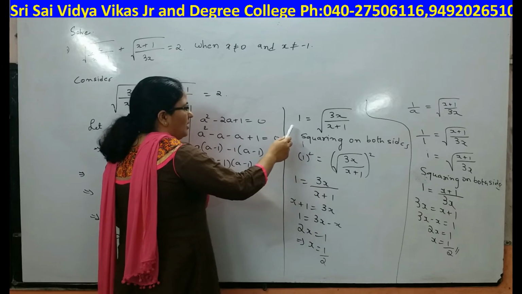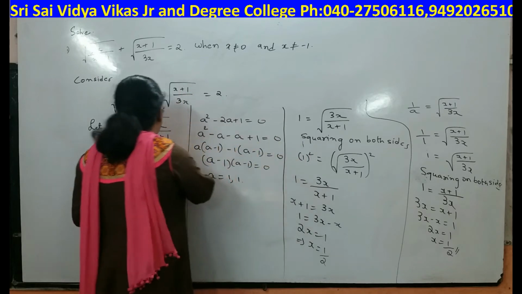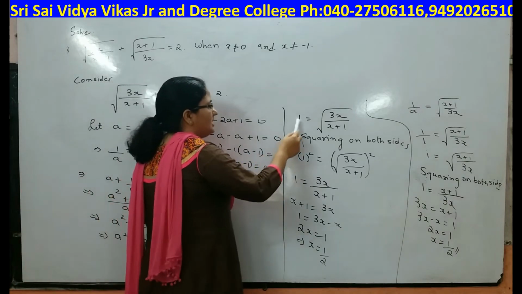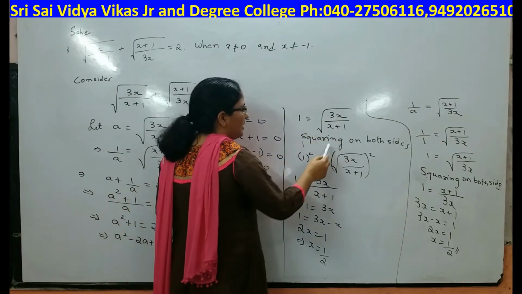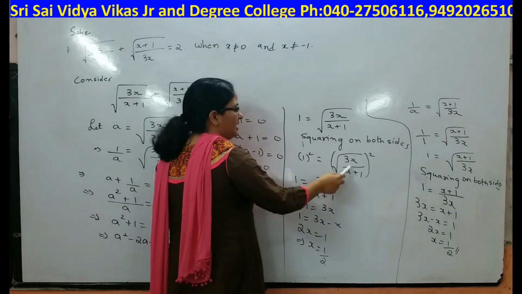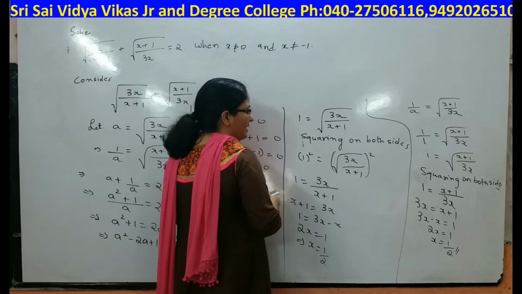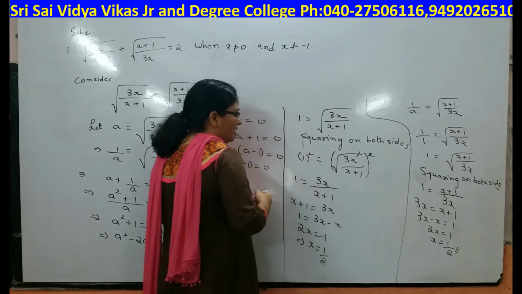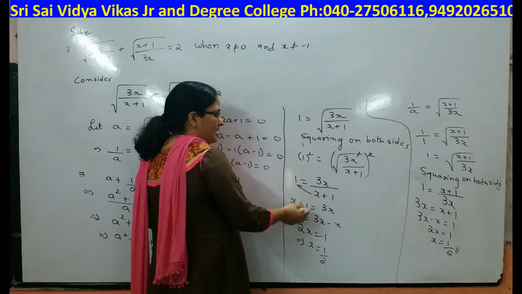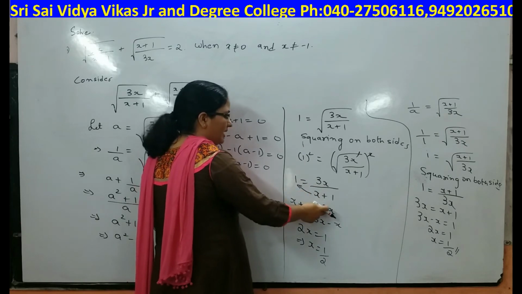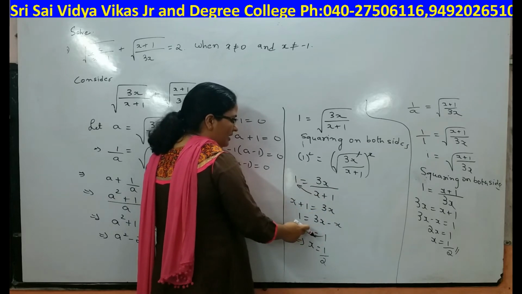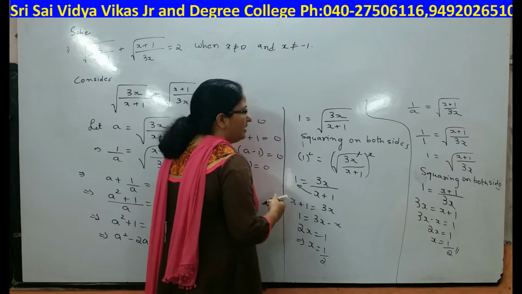Now what is the a actually? a is equal to root of 3x by x plus 1. So here you have 1 is equal to root of 3x by x plus 1. Squaring on both sides, you have 1 square is equal to root of 3x by x plus 1 whole square. Here square and root get cancelled. So here you have 1 is equal to 3x by x plus 1. Take this up, you have x plus 1 is equal to 3x. 3x minus x is equal to 2x. So x is equal to 1 by 2.